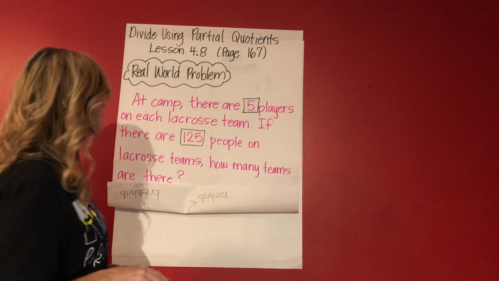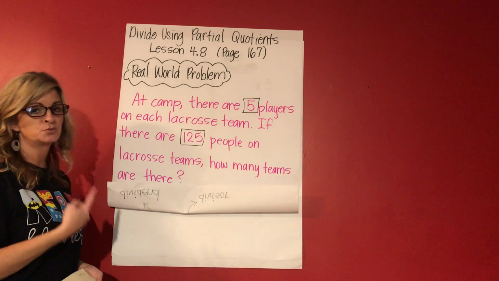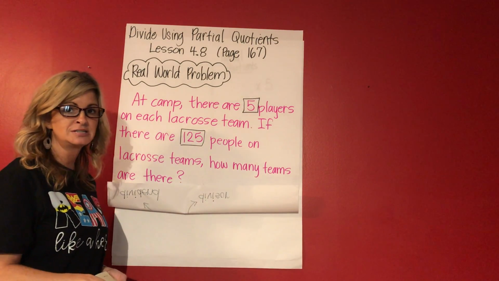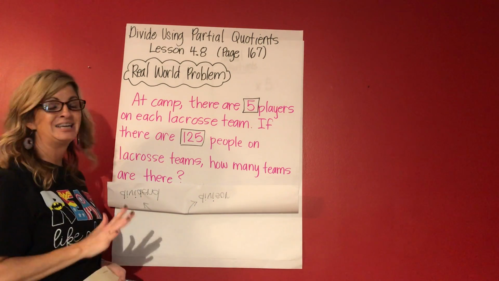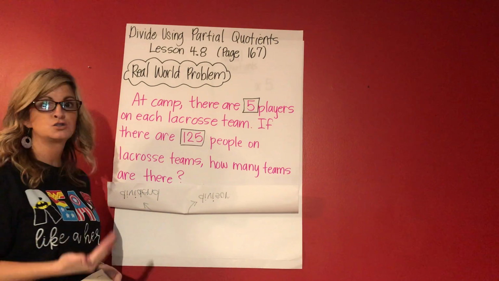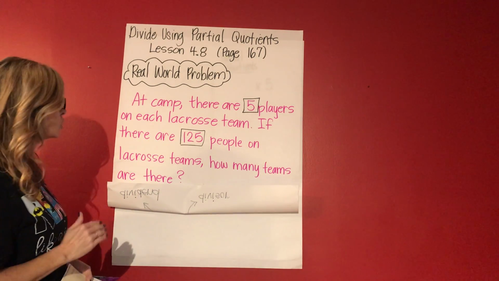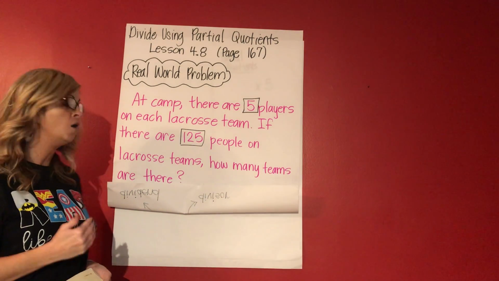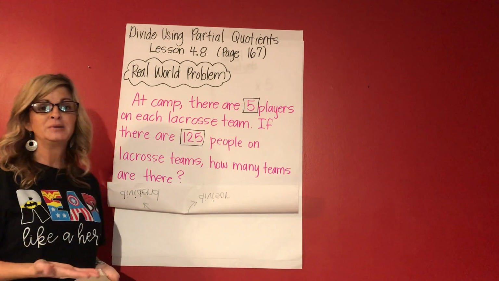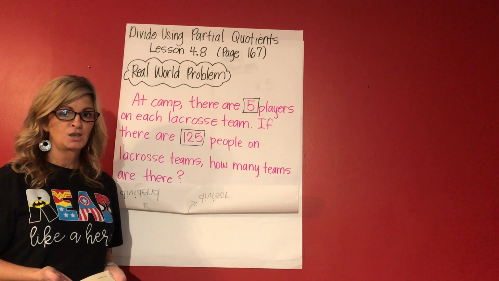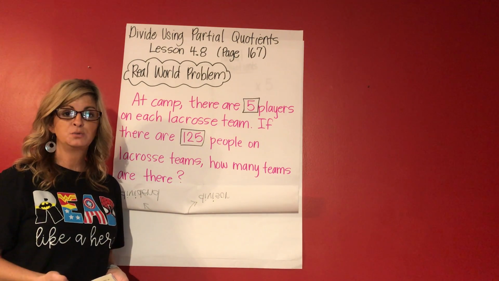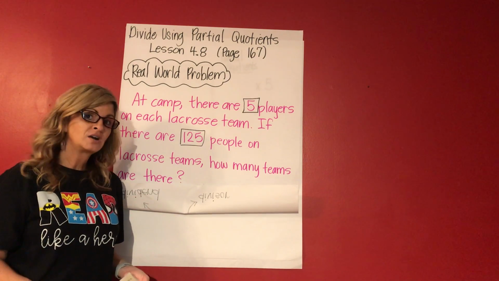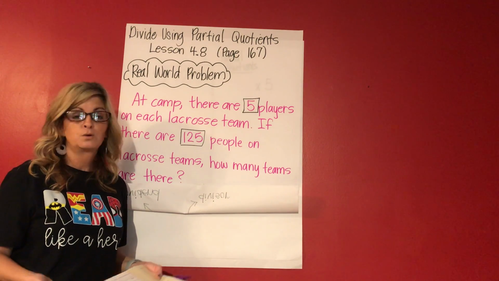Okay, so let's go over this problem. We're gonna do the real world problem. It's on page 167. It says, at camp, there are 5 players on each lacrosse team, and that's a sports team. If there are 125 people on lacrosse teams, how many teams are there? Okay, so when we see this word problem, first we have to make sure that we understand what the words are and what they mean and what we're being asked.